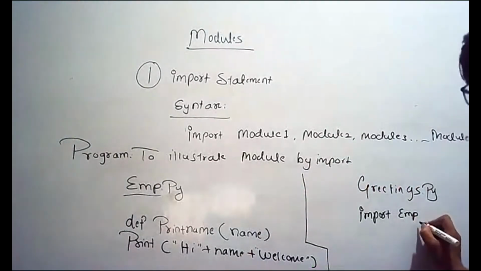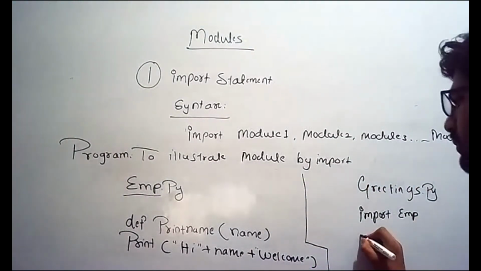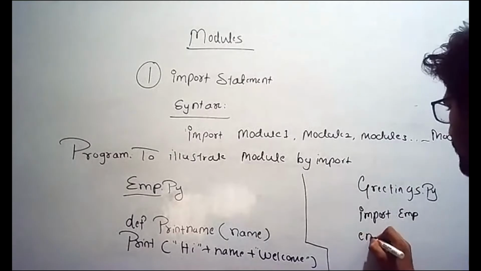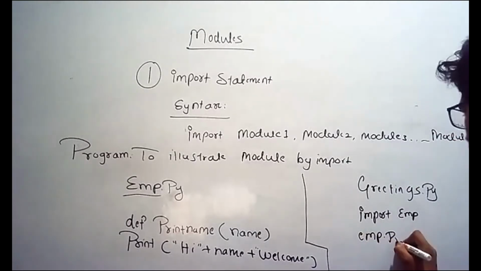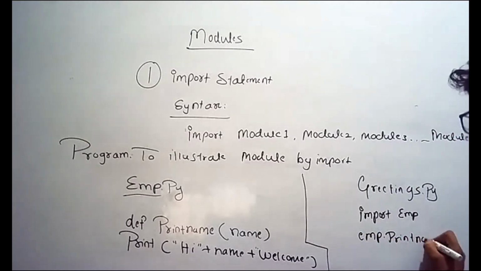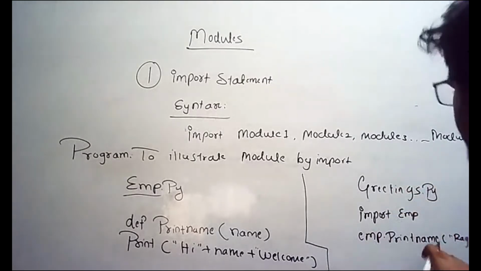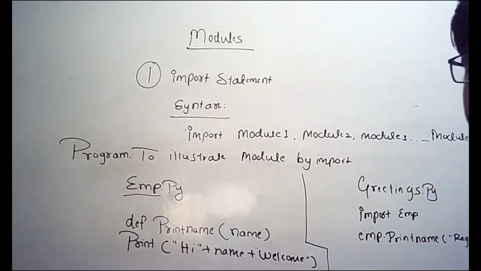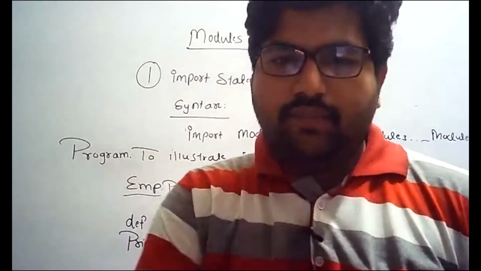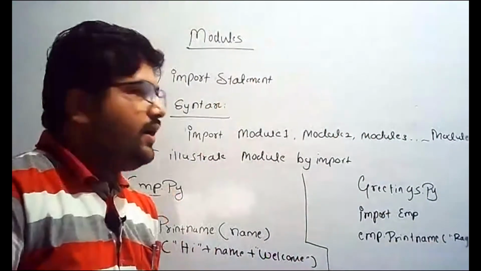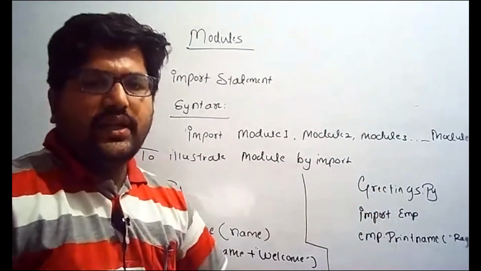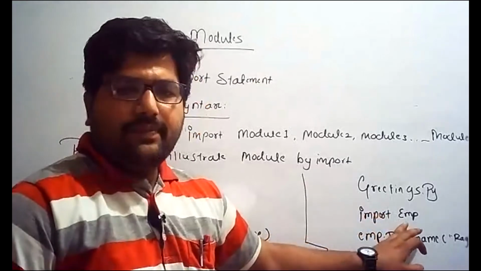Concentrate here. Import EMP. What do we need to call? EMP dot print name. You need to pass the name Raghu. EMP dot print name. We need to pass the name. What happens? I will run the greetings. It is going to import EMP.